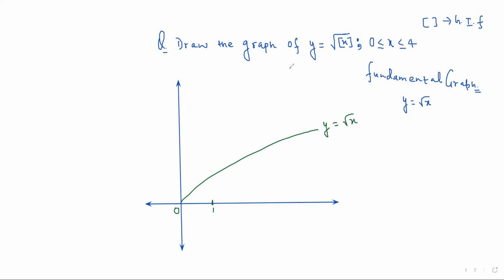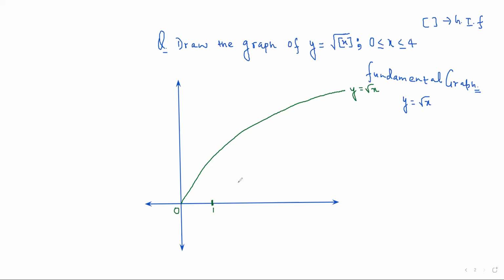But just to draw the proper graph. Some silly mistake. This is y is equal to root x. So this is 1, this is 2, this is 3, this is 4. So draw it, beta.